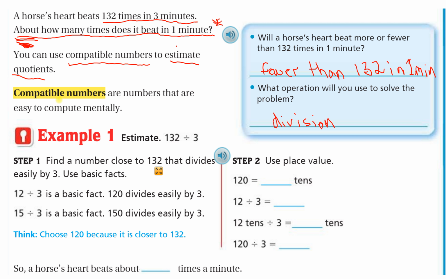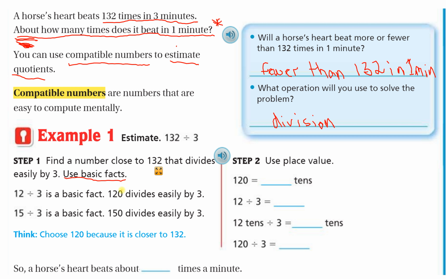Okay, and then we see here the definition. Compatible numbers are numbers that are easy to compute mentally. Okay, so step 1, find a number close to 132 that divides easily by 3. Use your basic facts. Remember back to yesterday's math lesson, where a lot of you were coming up to me telling me, oh, this was easy today, Mr. Music. That's because you were dealing with your basic math facts again. You were able to look at a problem like 300 divided by 5 and look at it instead as 30 divided by 5 and then just add your 0.